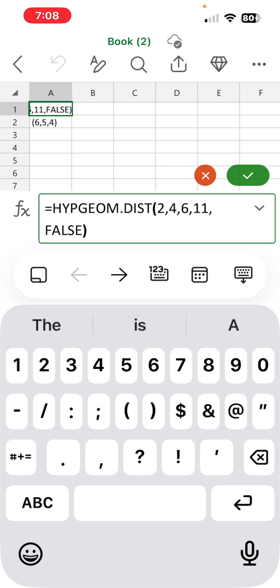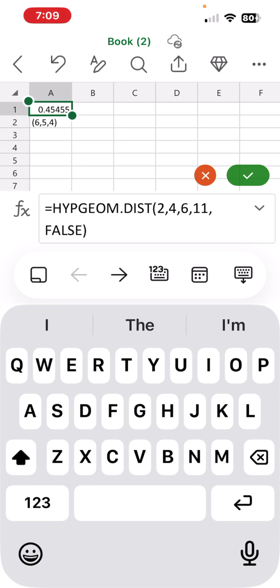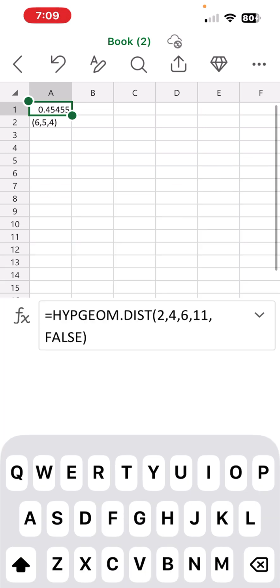This will give you the percentage or probability of individuals who are healthy for your clinical trial. In this case, it is 0.4545, which rounds up to 45%. So 45.45% will be your probability for your hypergeometric sequence. That will be it for this video.